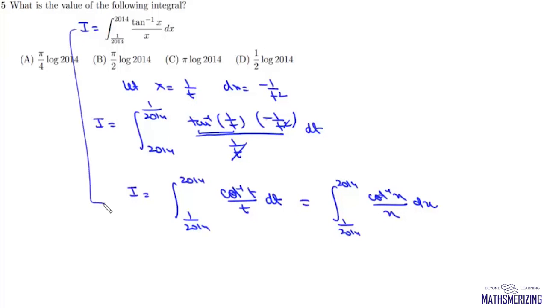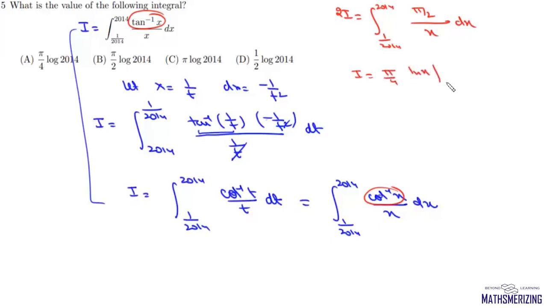Now we'll add them both, then we can write 2I equals the integral from 1 upon 2014 to 2014. Now tan inverse x plus cot inverse x is an identity, and it will be equal to pi by 2, and then we'll have this 1 upon x dx. So this I will be pi by 4, and then log x from 1 upon 2014 to 2014. So it will be pi by 4, and then log 2014 square, which is pi by 2 into log 2014, and that's your option B.